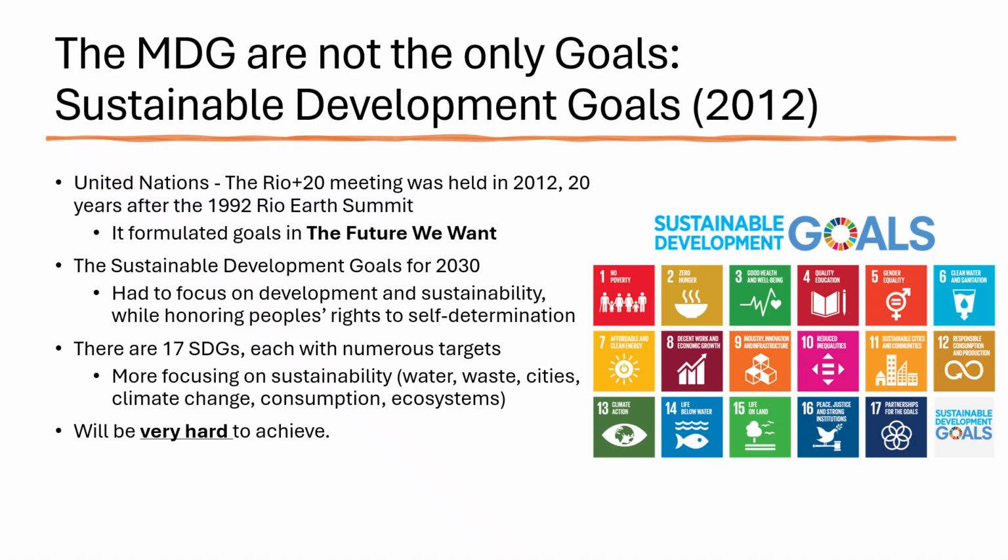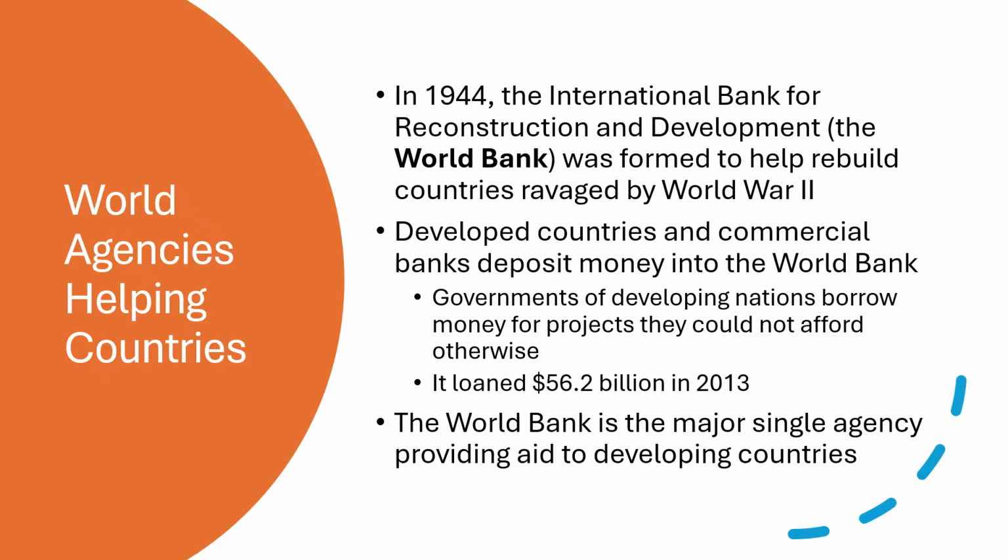So how do we manage our water? How do we manage waste? How do we develop our cities? What do we do to combat climate change? And what do we do with our consumption? How can we reduce our consumption in terms of recycling? And then how do we protect our ecosystem? Some of those goals are going to be extremely hard to achieve by 2030.